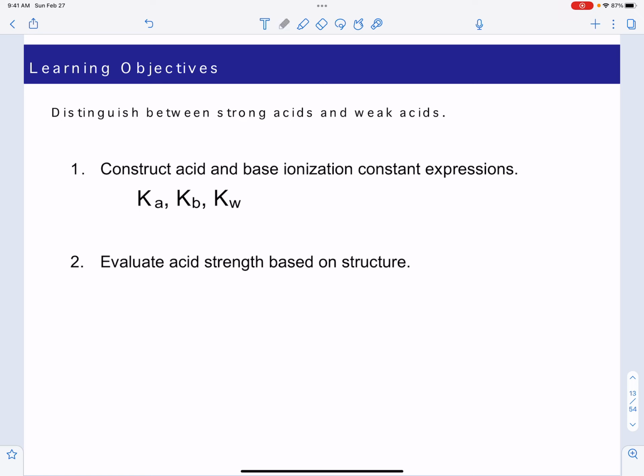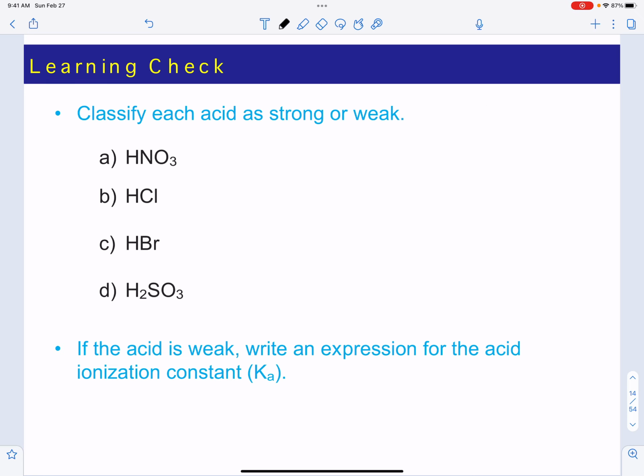So like I was saying before, we're also going to evaluate the strength of the acid based on the structure, on electronegativity, the amount of oxygens, and so on. So you're going to have to refer back to Lewis structures in this case. So let's start with this. Classify each acid as a strong or weak acid.